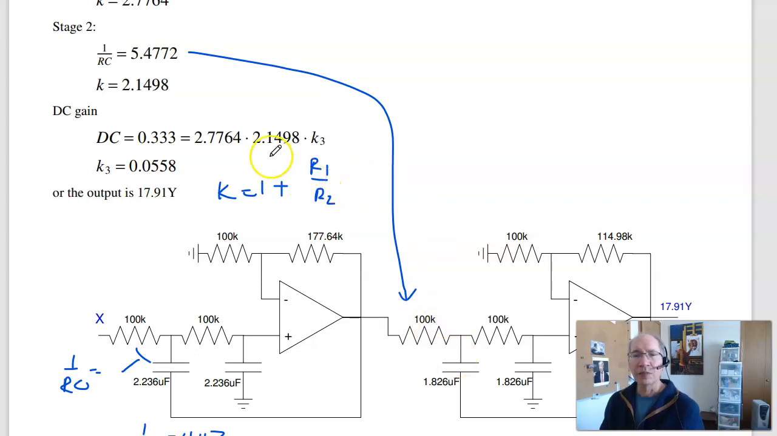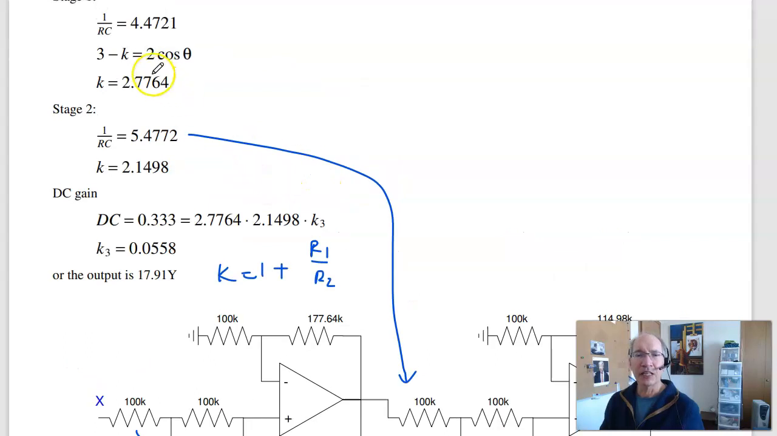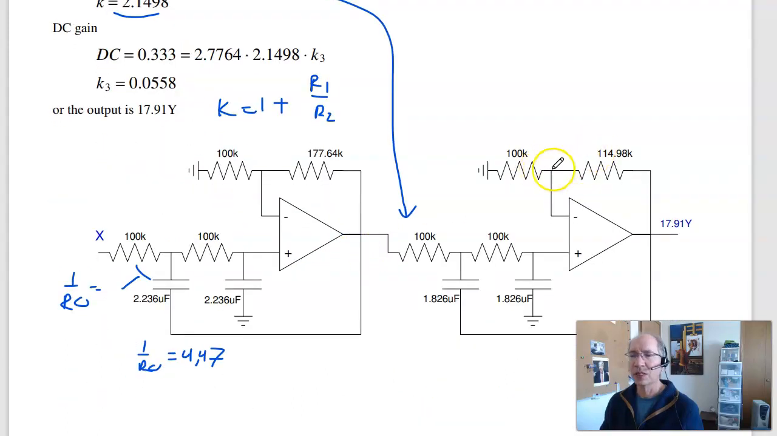To solve for K, again 3 minus K is 2 times cosine of the angle. Solve for K. K is 2.14. That's 1 plus the resistor ratio. Make that 1.14 times 100K. So there's my circuit. The DC gain's off a little bit.